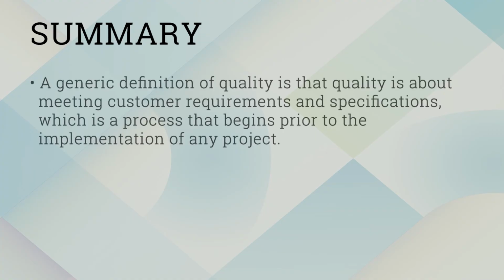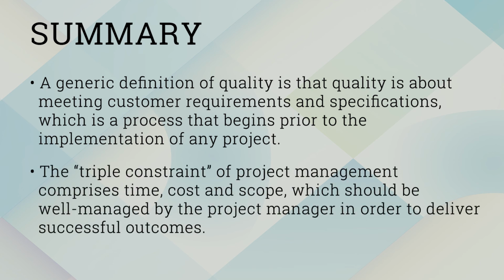I hope that you have understood what we have discussed in this video. Just to recap, a generic definition of quality is that quality is about meeting customer requirements and specifications. This is a process that begins prior to the implementation of any project. The triple constraint of project management comprises time, cost, and scope, which should be well managed by the project manager in order to deliver a successful outcome.